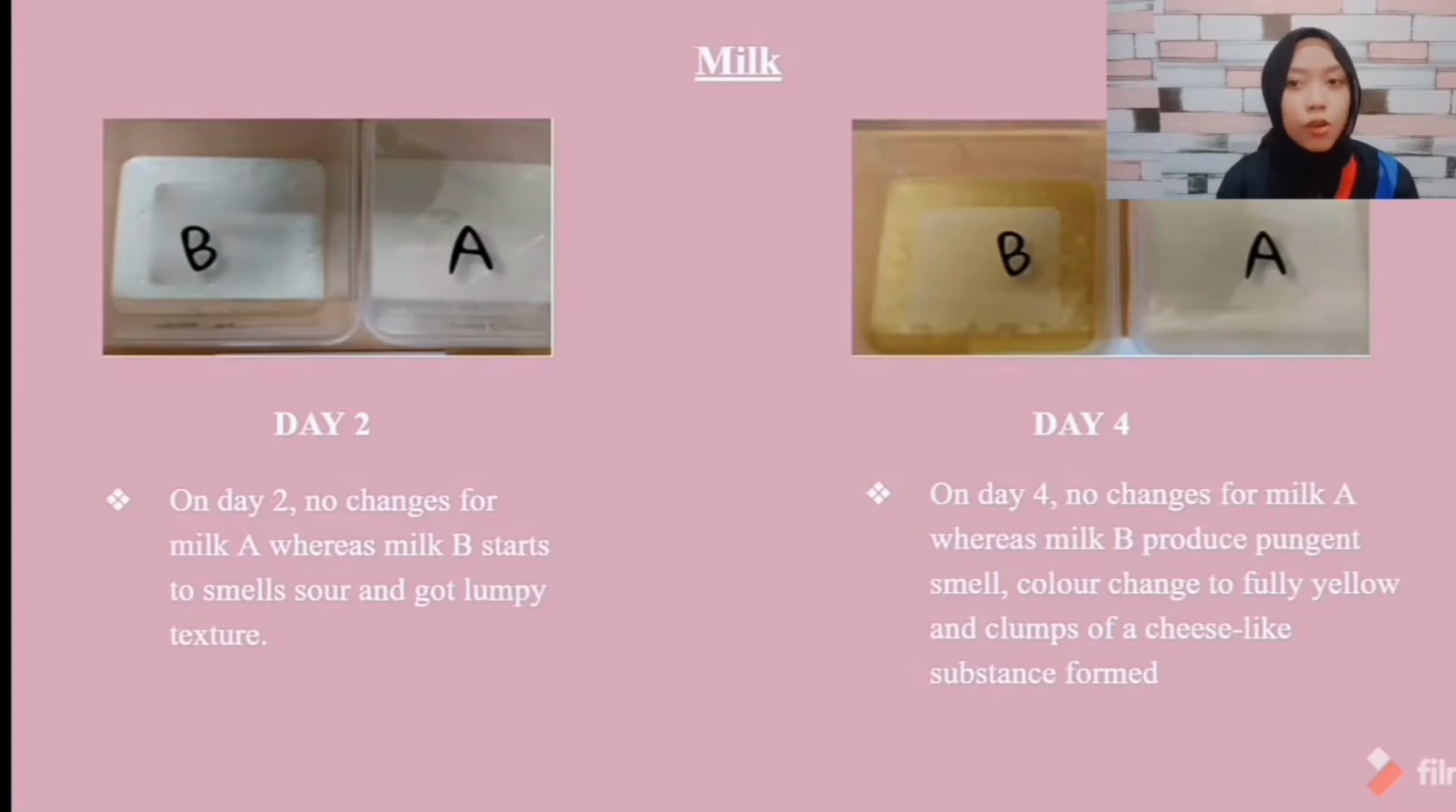As you can see in the picture, on day 2, no changes for milk A, whereas milk B started to smell sour and got a lumpy texture. For day 4, no changes for milk A, whereas milk B produced pungent smells, the color changed to fully yellow, and clumps of a cheese-like substance formed, as you can see in the picture.